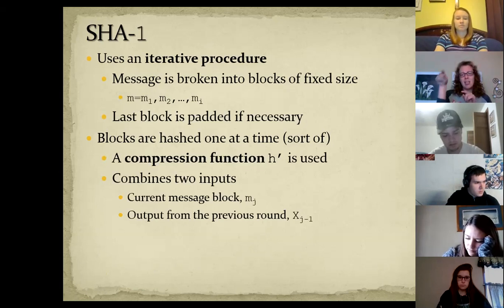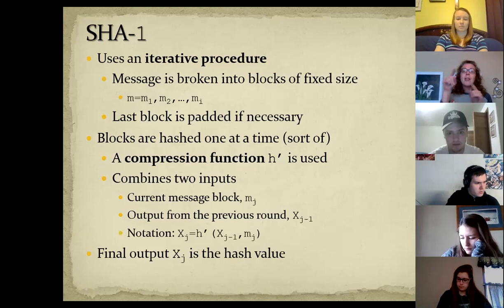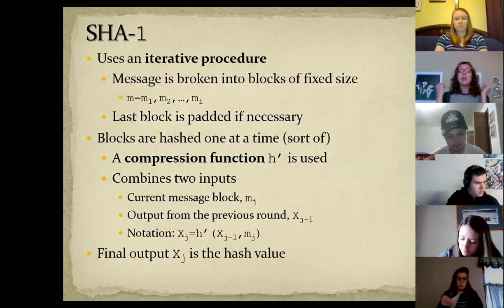It's kind of iterative, right? You do the first one, and then you do the second one based on the feedback from the first one, and then you do the third one based on the feedback from the second one, and then you keep going. And so you can see notation for this. The final output, when you hash the last block plus the value from the previous one, that's your actual gigantic output of the hash function. So that's what I mean by an iterative procedure.